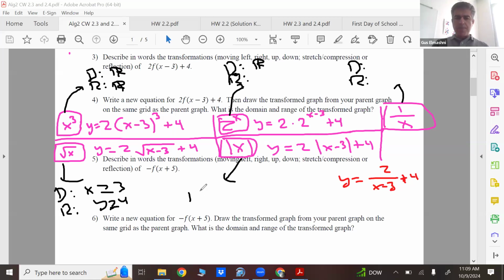Exponential, still all real for the domain. And likewise for absolute value, still all real. That doesn't matter. But let's look at the range for exponential. They went 4 up, right? Where was the horizontal asymptote for the original c to the x graph? It was at the x-axis, right? Didn't we go 4 up? So what's the new horizontal asymptote now? So it's going to be y is greater than 4.